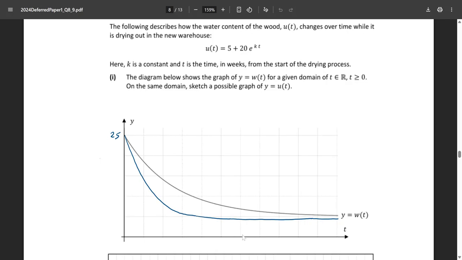So we've less. It's always a less, basically. And that's all we can do. It just says sketch, so we don't know anything else about the graphic part, but it's less than the first graph. It's below the first graph because we're losing water quicker. It's drying quicker.